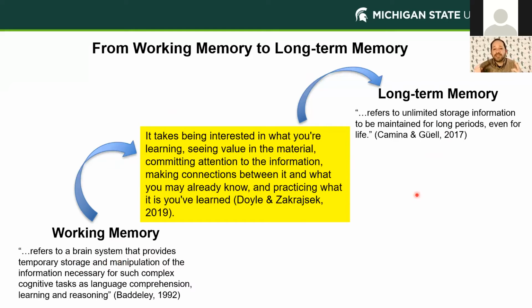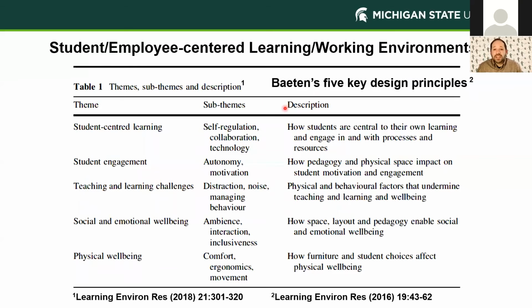But as I mentioned, the environment and the individual are required to be in sync in order to move that memory from working to long-term memory. So I'm going to use Beaton's five key design principles to describe the things that are important to have in that environment that is crucial for learning. One component is centered on the individual: how you engage that individual, your child, to be an active part in the learning process.